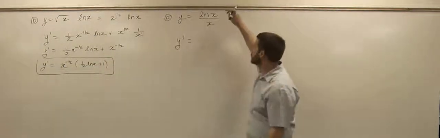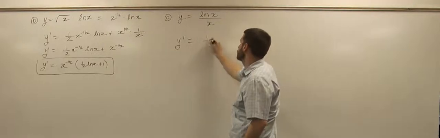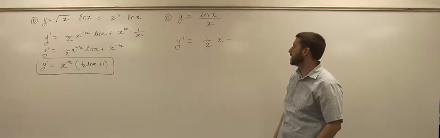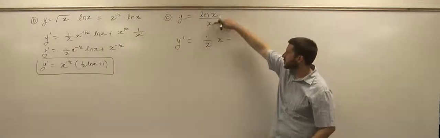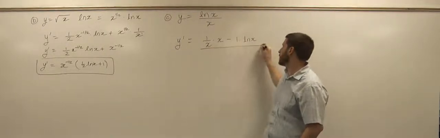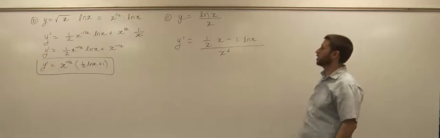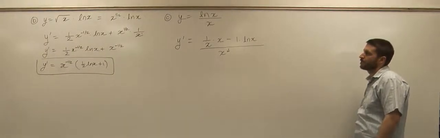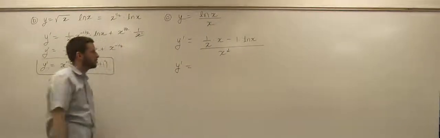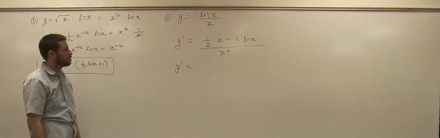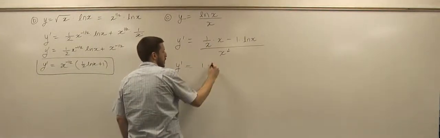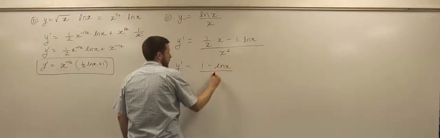So the way quotient rule works, you do the derivative of the top times the bottom, minus the derivative of the bottom times the top. So then you do the derivative of the bottom and multiply it by the top. And you divide everything by the bottom squared. So this is nice because 1 over x times x is 1, minus ln x, over x squared.